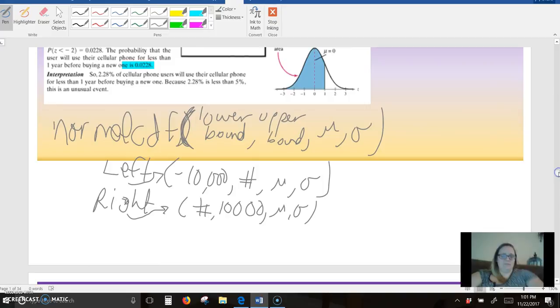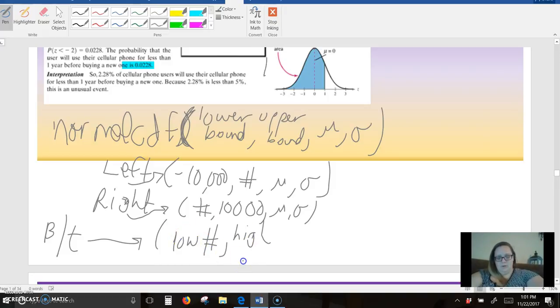If it's between, then we're going to do the lowest number, the high number, then we'll have mu, the mean, and we'll have standard deviation. Okay, that should really help you out. In fact, I'm going to write that down so I don't forget it. Actually, I'm going to take a picture of it. It's easier to take a picture sometimes.